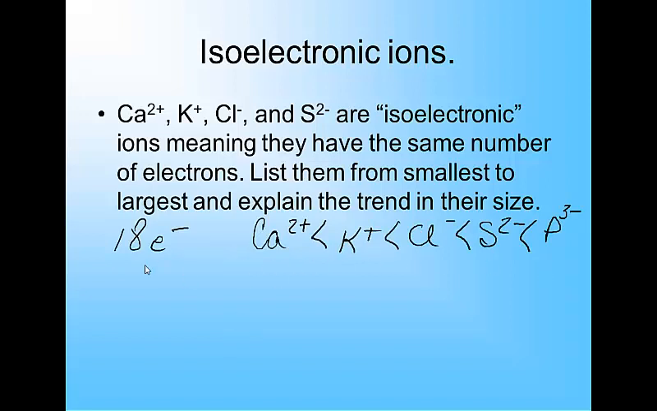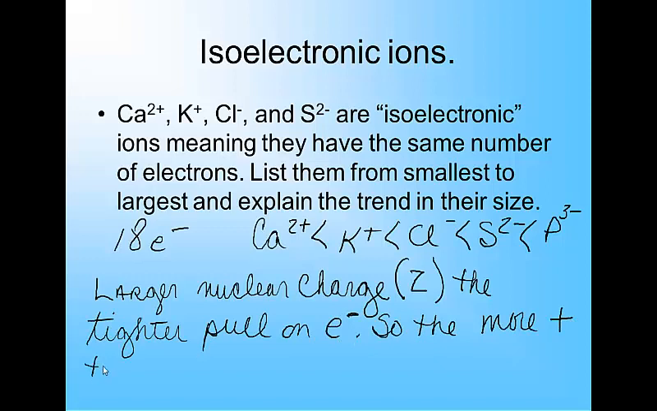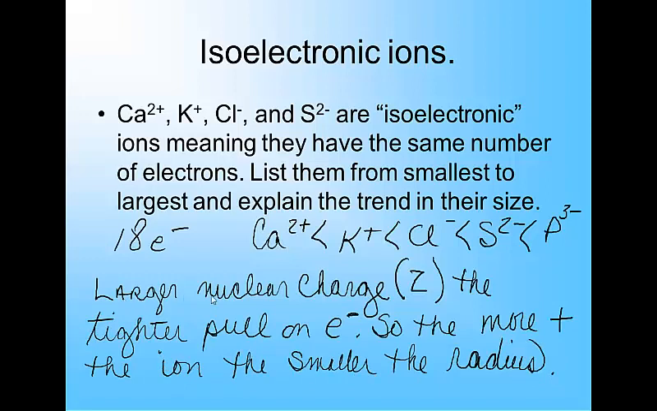you would write them this way. So the larger the nuclear charge, in other words, the larger the charge on the ion, the tighter the pull on the electrons, the more massive the proton-electron attractive force. So the more positive ion is going to be the smallest. So the more positive to the more negative, you would list them in that order. So, and I threw phosphorus in just for fun.